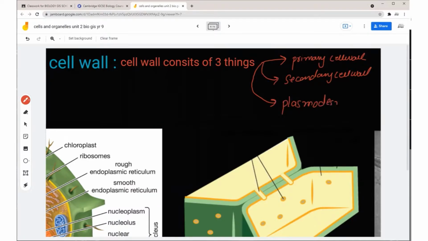Plasmodesmata. Any idea what plasmodesmata is? No? Straight away, no?